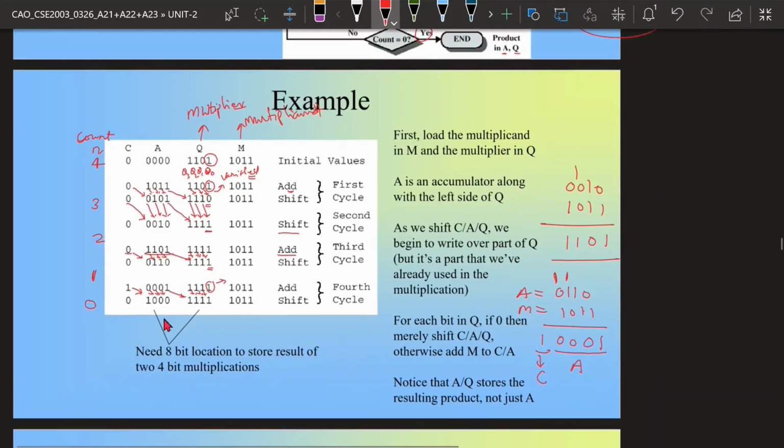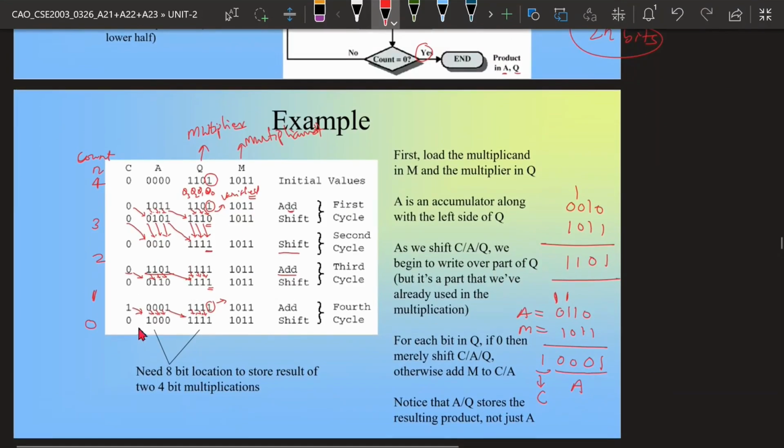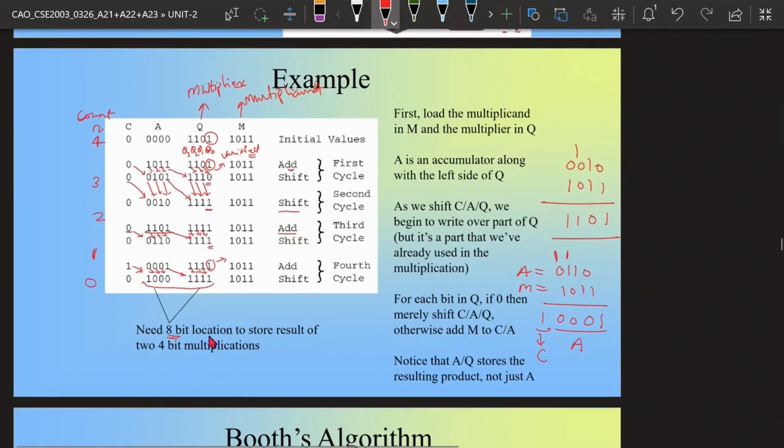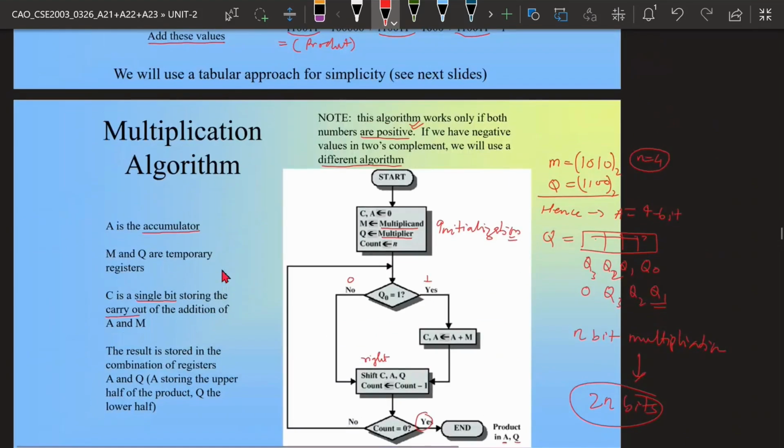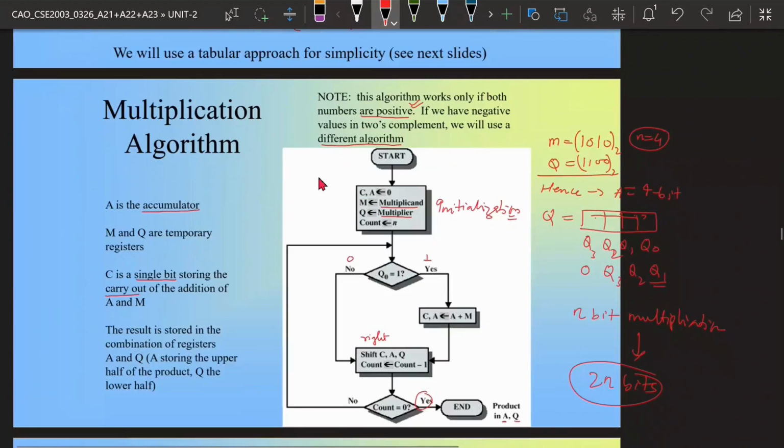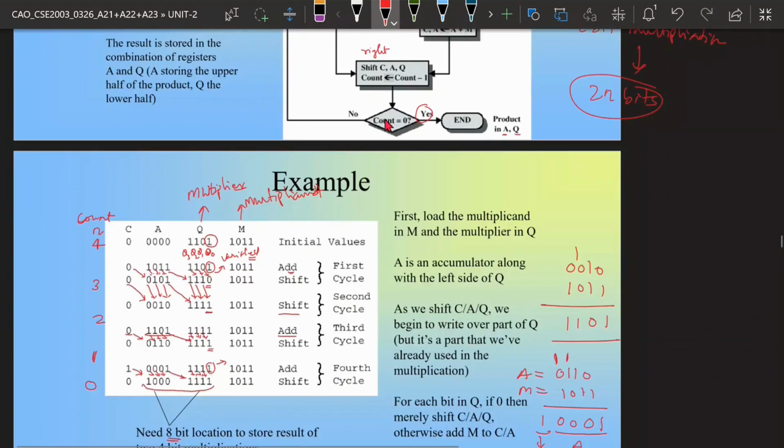So once it has ended, at the last, the result, that is the product value, will be stored in the content of A and C. So this will be A and C. So the result is 1000 and 1111. So this is the result of 8 bits. So for storing the product, it requires 8 bits. Okay. So we need an 8-bit location to store the result of a 4-bit by 4-bit multiplication. So this is the basic multiplication algorithm for 2 positive numbers. So this is one of the algorithms.